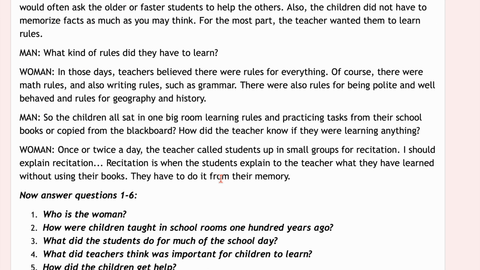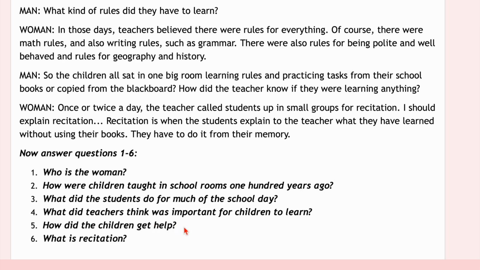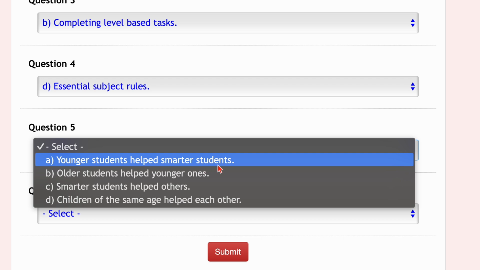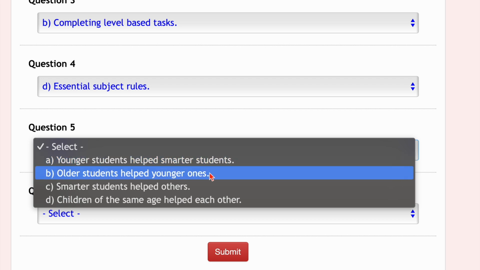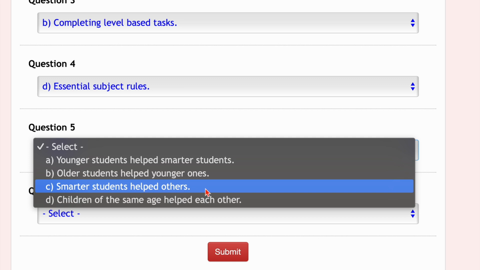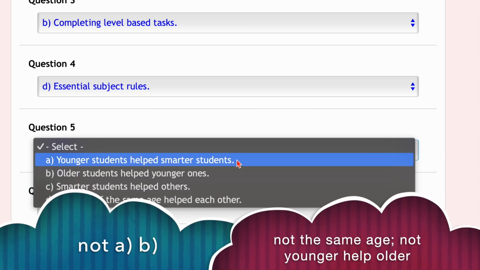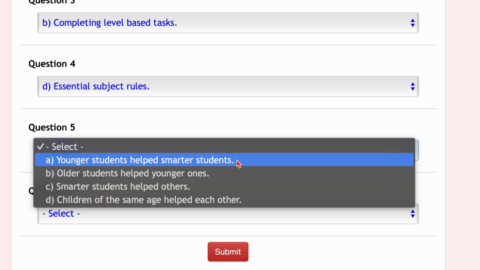What about number 5? How did the children get help? I think we read that one. Younger students helped smarter students. Older students helped younger ones. Smarter students helped others. Children of the same age helped each other. Well, not the same age, right? And also not younger students helped smarter ones. So older students helped younger ones.